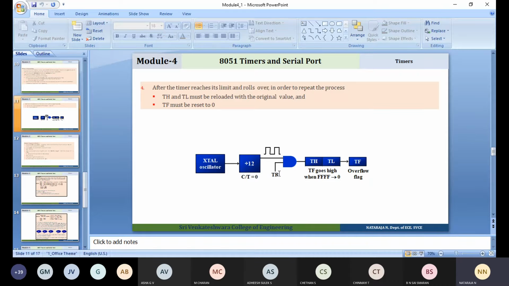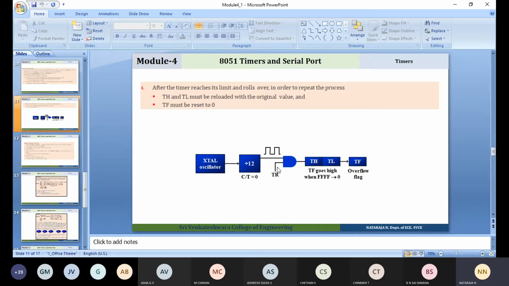must be started. Here we have a TR. The timer will be set with respect to TR0. If I take the instruction SETB TR0, it means I am going to set the bit. TR0 means it's timer 0.